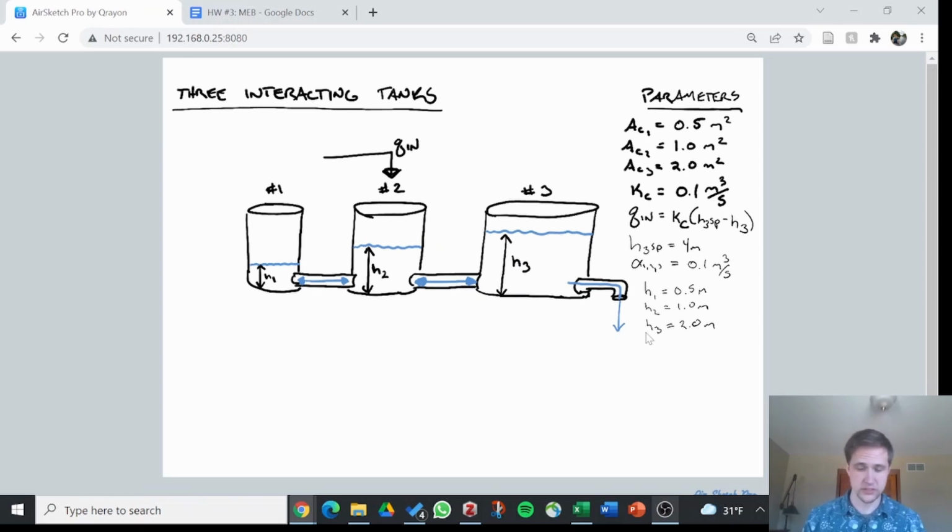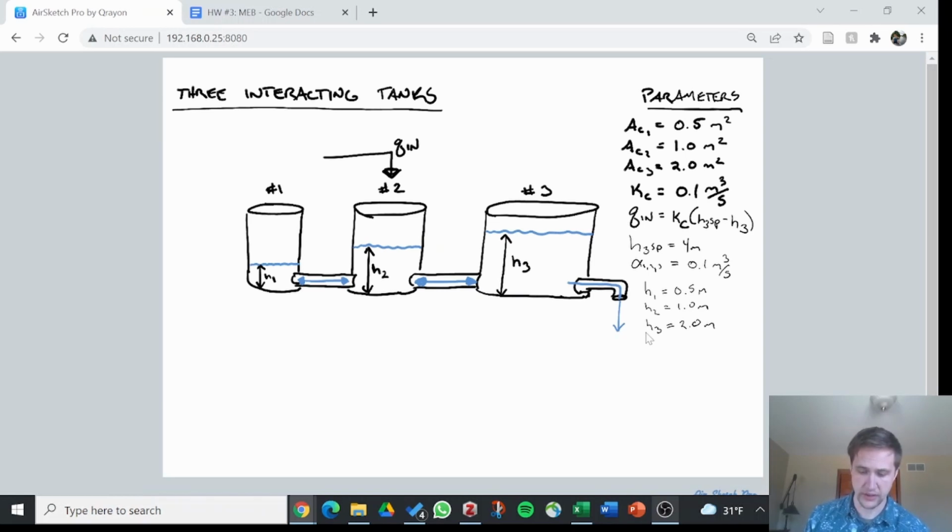If vice versa, the height of the fluid level is higher in tank two, which it is initially in our initial parameters, then the flow rate is going to go from tank two into tank one. And so that's the way that the flow rates are interacting with each other depending on the height of the fluid levels. And so here are our initial parameters before we dive into the specifics of how we're going to derive the differential equations.